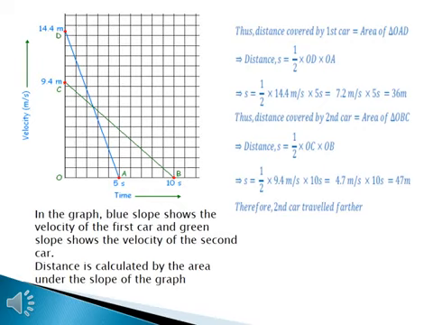Here distance is calculated by the area under the slope of the graph. Thus, distance traveled by the first car is equal to the area of the right triangle OAD. We know that the area of a right triangle is equal to 1/2 BH. Then S is equal to 1/2 into OD into OA. Here OD is B, OA is H, and OD is equal to 14.4 meter per second and OA is equal to 5 seconds, which are already marked in the graph.